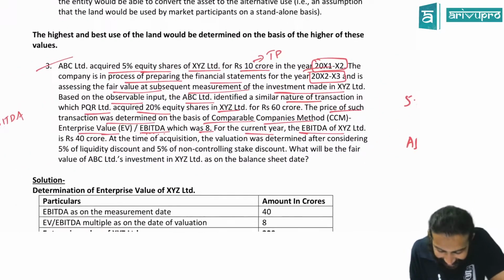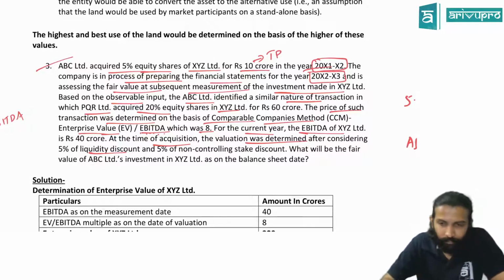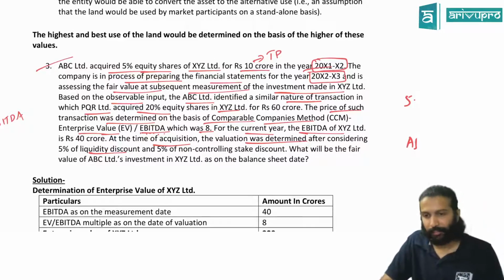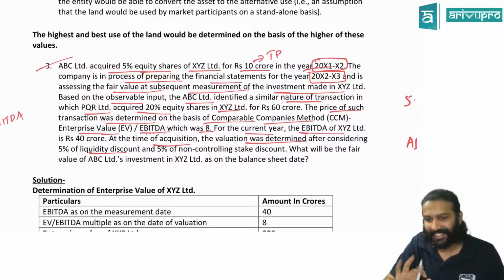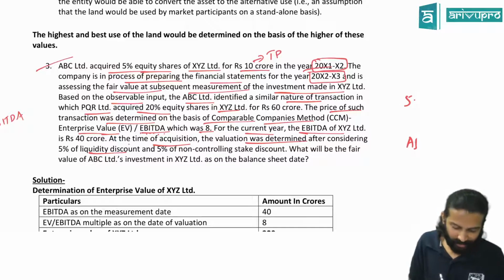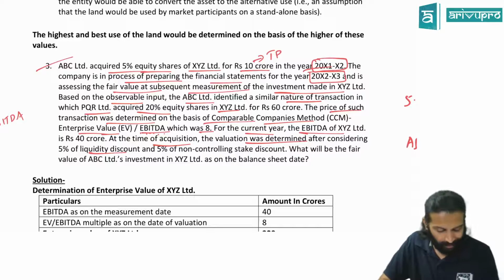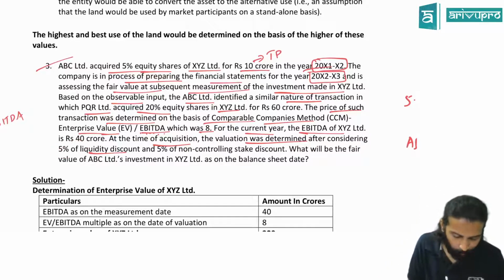At the time of acquisition, valuation was determined after considering 5% liquidity discount. Maybe this company is not a listed company. They may be a public company, but may not be listed. If it is not a listed company, how will you sell? You may buy the company shares easily, but how will you get out? There is an exit restriction. That's what we call liquidity discount. Because if it is listed, easily I can sell it off. If it is not listed, it might be a little difficult for me to sell those company shares. So they are saying, for that purpose, deduct 5%.